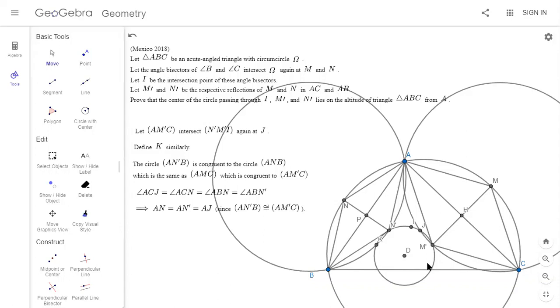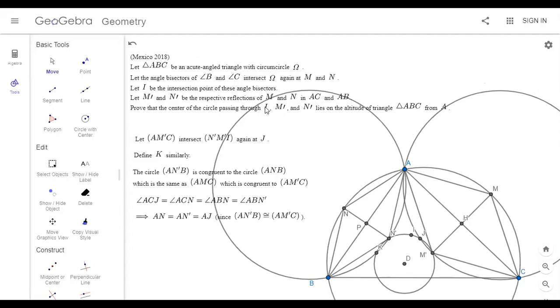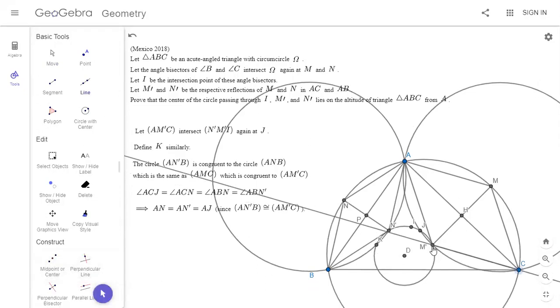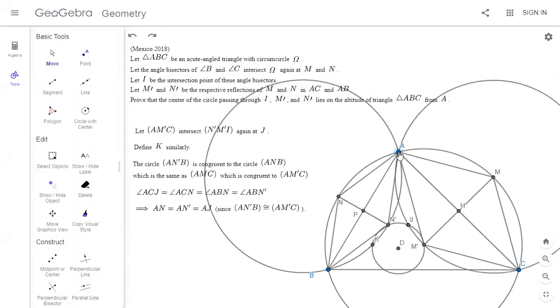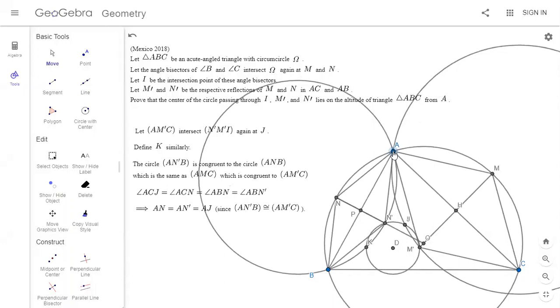So ACJ is M prime J. M prime C and B prime N intersect on this circle. Maybe we can go on. Okay, let me draw it the other way, because if M prime C and B prime N, that's interesting.